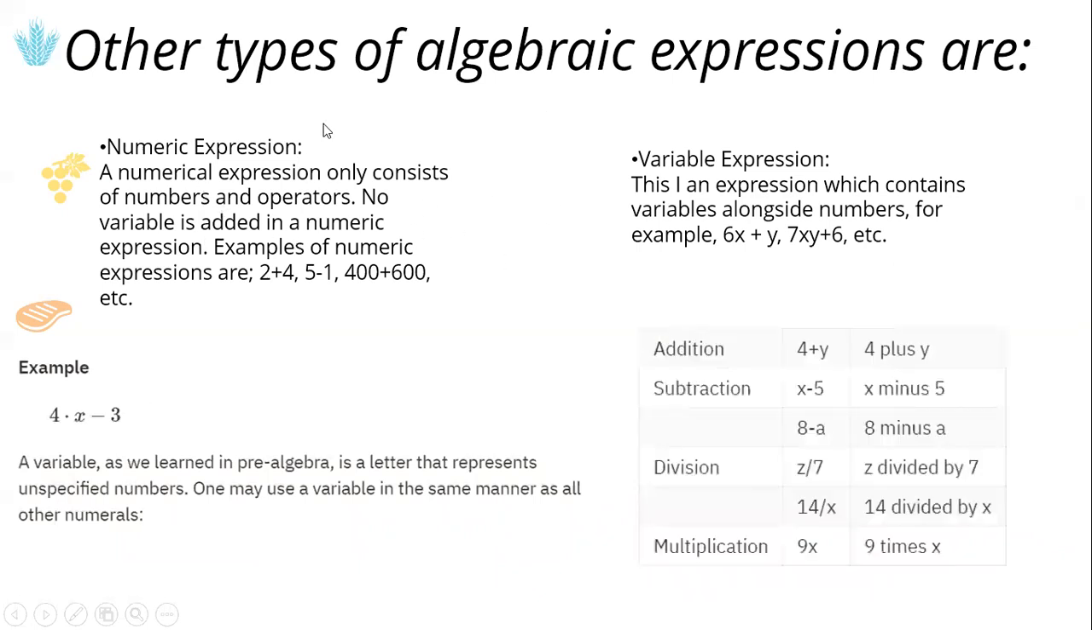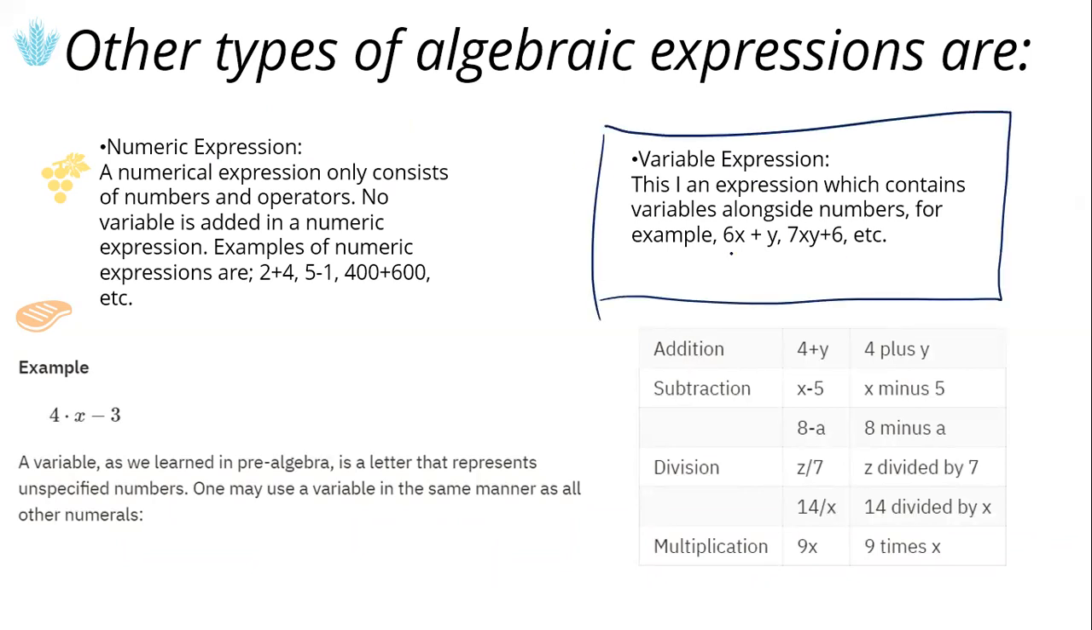Let's check. There you go. Other types of algebraic expression are numeric expressions with the numeric number only, and variable expression. This is what we're going to learn for today. Variable expressions, for example 6x plus y, 7xy.